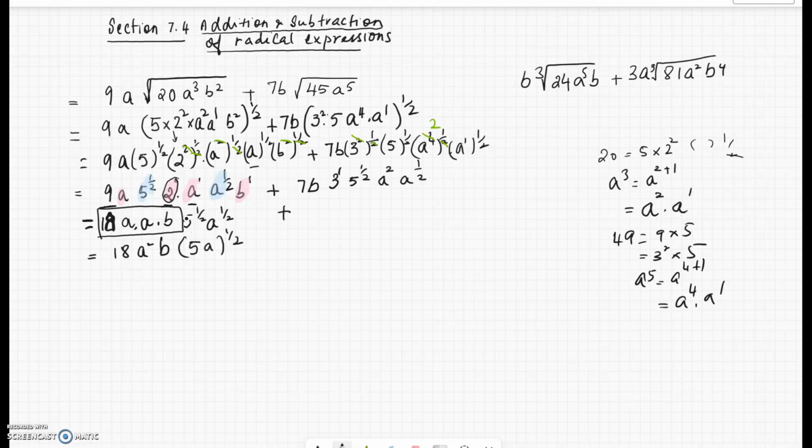Now let's simplify the next term. I'm going to collect all those terms with whole number exponents. So there's a 7 and a 3 that combine and become 7 times 3, 21. There's a b. I'm going to collect all the ones with whole number exponents. The b to the 1, so that's a whole number exponent, and a squared. So I'm going to write this as a squared. Now the rest of the terms need to be taken care of. So that is 5 to the half, a to the half.